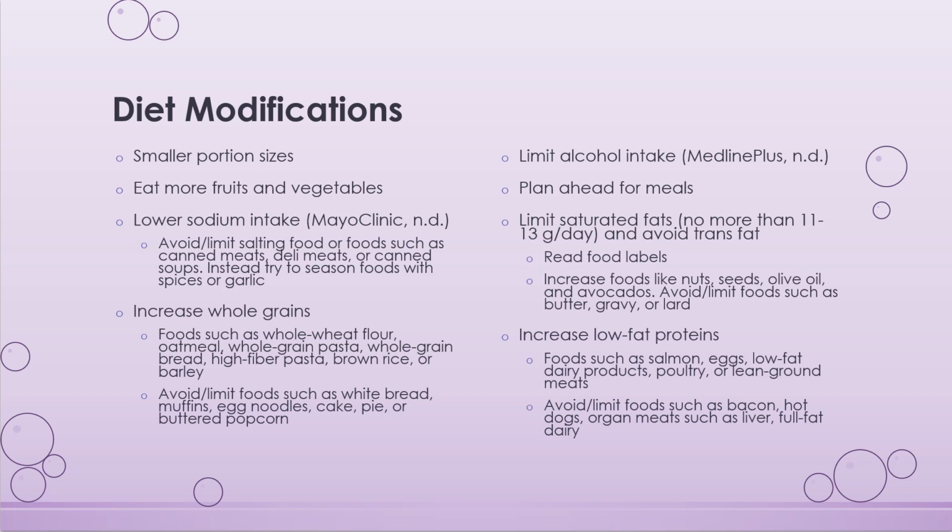So some examples would be to increase foods such as nuts, seeds, olive oil, canola oil, avocados, and instead avoid or limit foods such as butter, gravy, lard, things like that. You can also increase low-fat proteins. So some examples would be foods such as salmon, eggs, low-fat dairy products, poultry, or lean ground meats. And avoid or limit foods such as, I know this is a big one, bacon, hot dogs, organ meats like liver, or full-fat dairy.